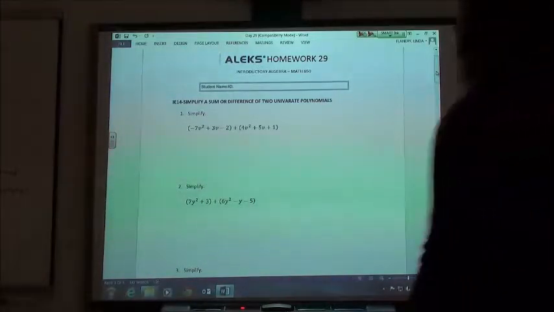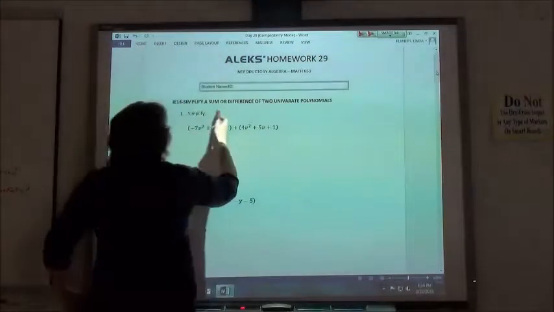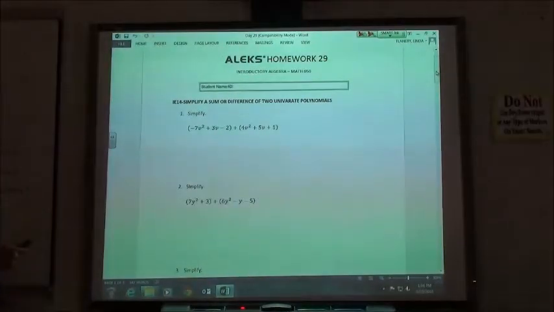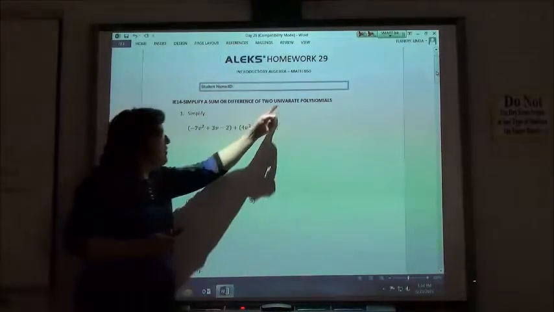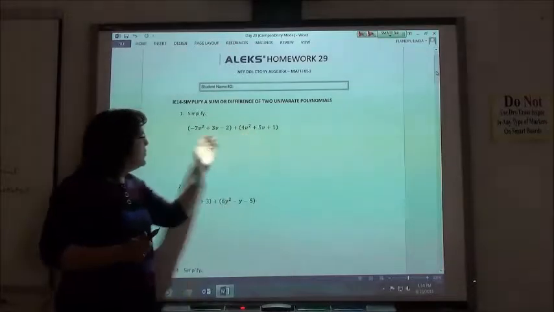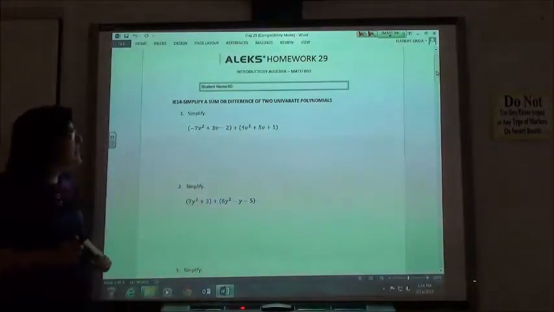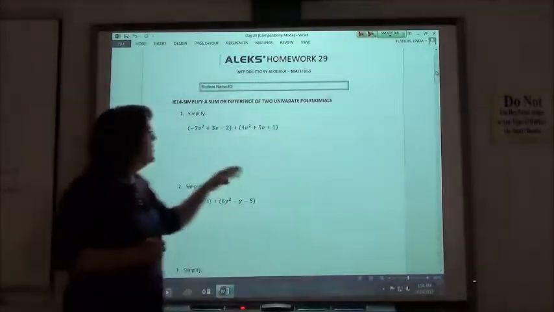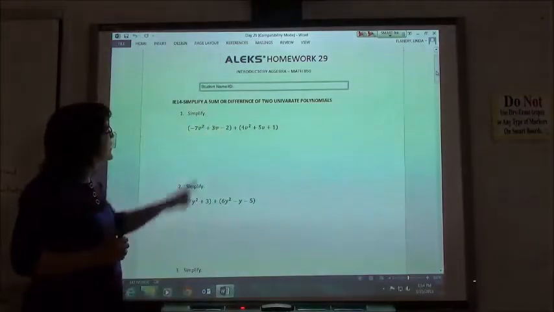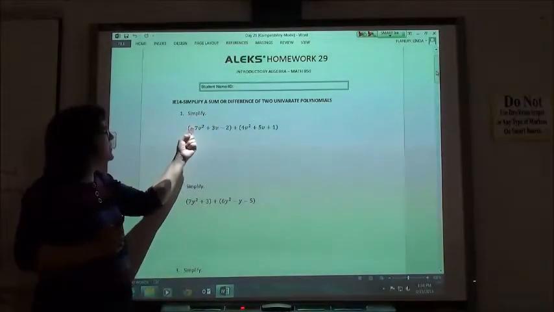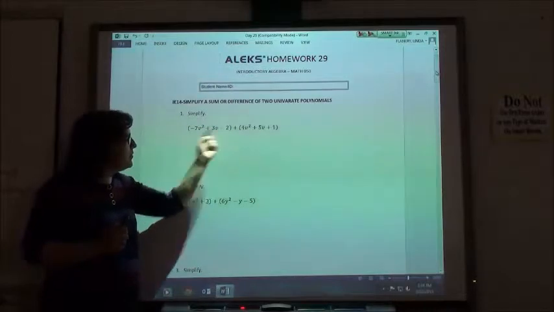All right, homework day 29 starts out with simplifying a sum or difference of two univariate polynomials. Univariate just means you have the same variables. We all have v's or v squareds in there. Polynomial just means there's more than one term in each expression. This one happens to have three terms. That's one term, there's one, there's a term.